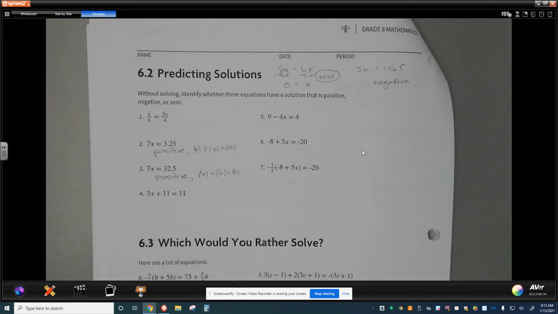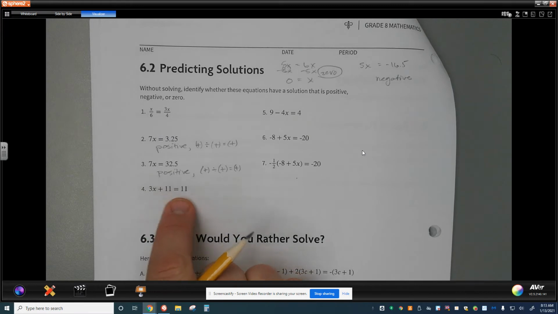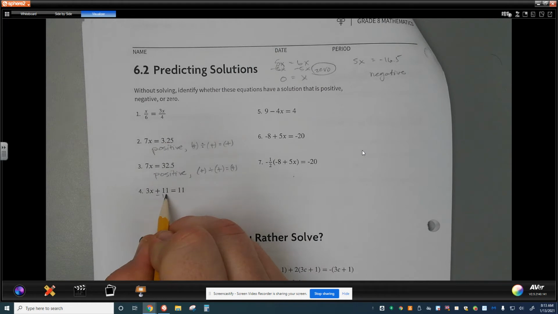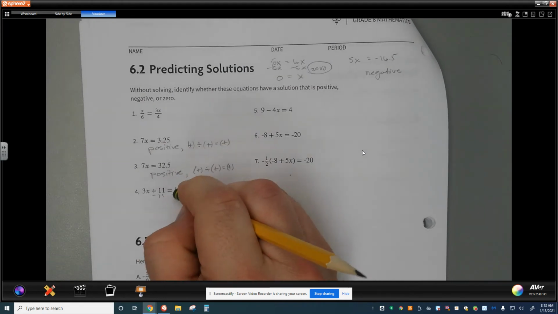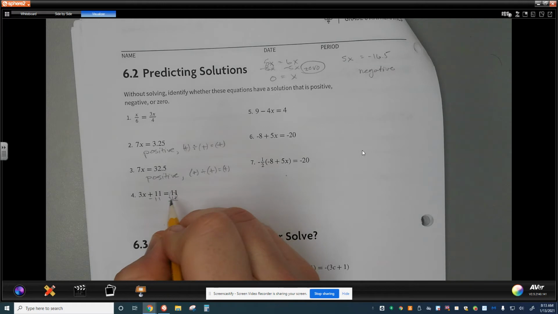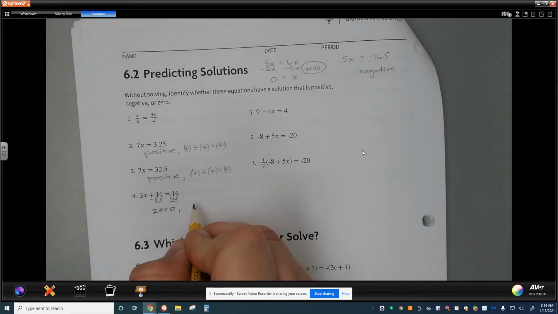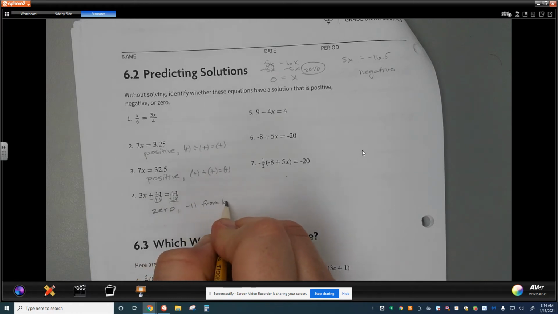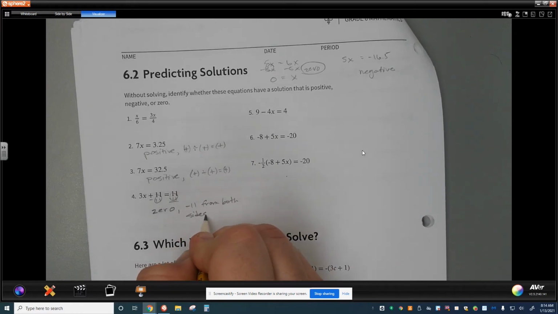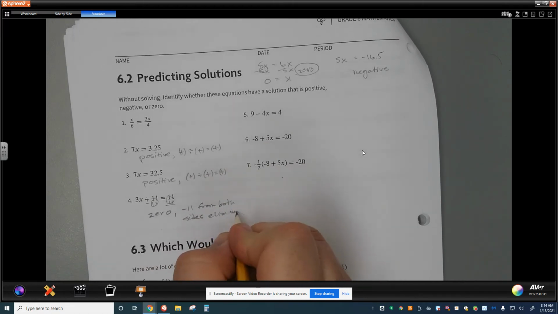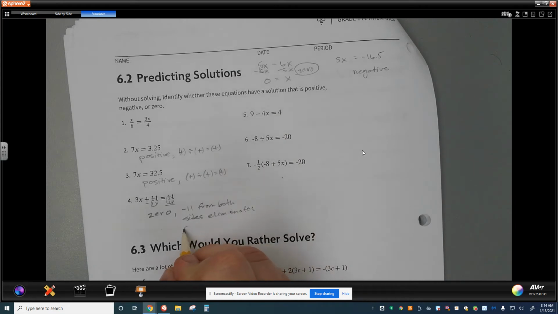Let's take a look at the next one. Number 4. I see that my constants have the exact same values. I have 11 here and 11 here. And what happens when I subtract 11 from both sides, both of them are eliminated. By eliminating both, I would understand that my solution here must be equal to 0. And then my reasoning is because subtracting 11 from both sides eliminates constants.